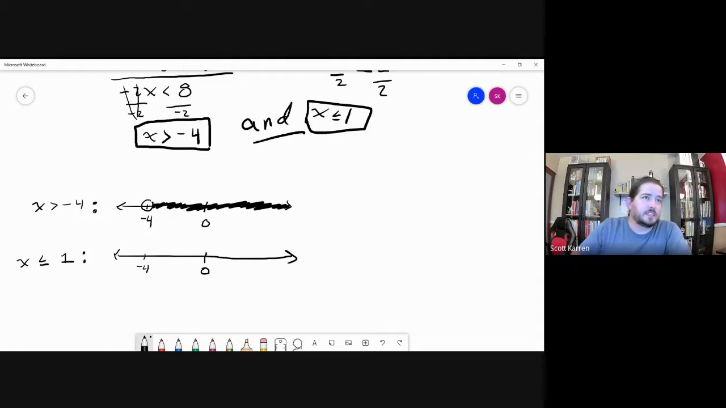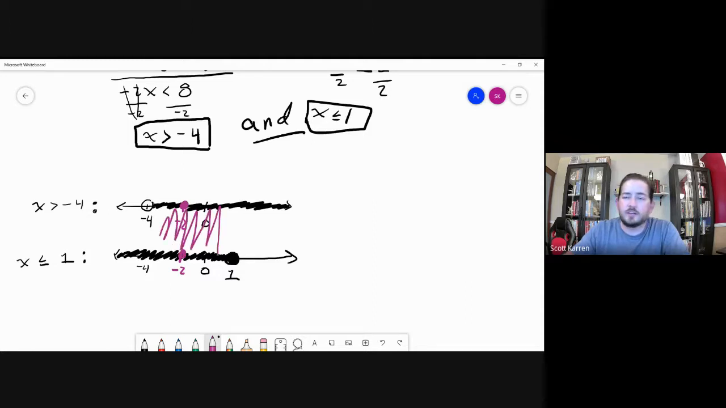For my other one, X has to be less than or equal to 1. So 1 is here. Be less than or equal to, I'm going to fill in that dot or use a square bracket. But to be less than or equal to, then you're off in this direction, right? Now, if I compare these two, there's values in here, like say just random pick -2. -2 is in the filled in part on my top one and also on my bottom one. In fact, all of these numbers in between here are, right?